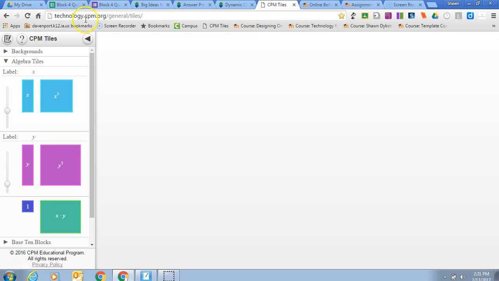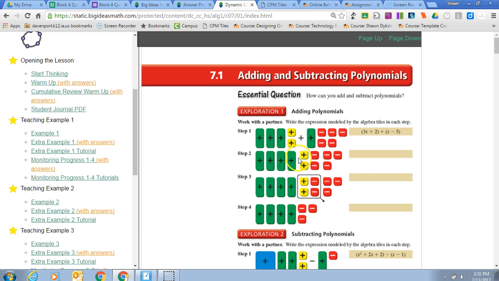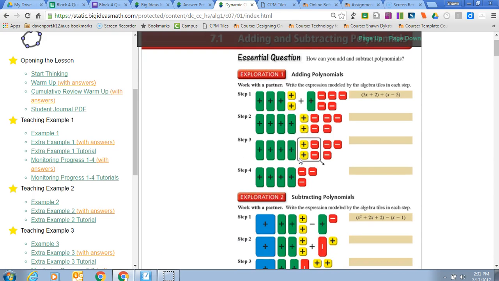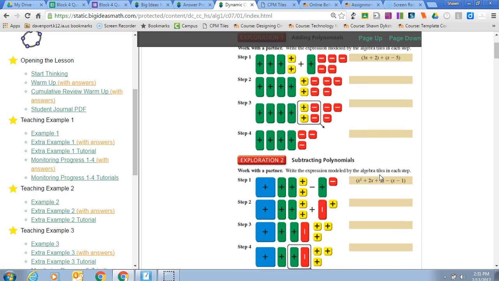It's actually from technology.cpm.org, and the kids were allowed to manipulate the algebra tiles as they saw being portrayed here in the exploration. Their essential question was, how can you add and subtract polynomials? They have 2 explorations where the tiles are already out for them, and their job was to write the expression that went with each of those, both an addition problem here and a subtraction.